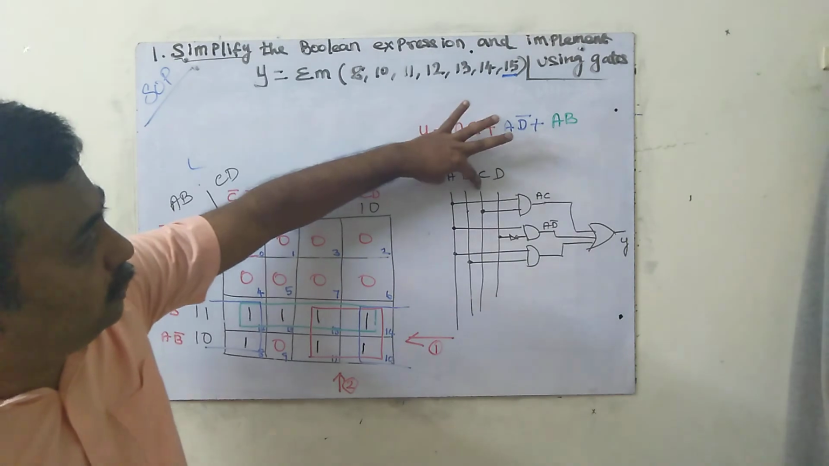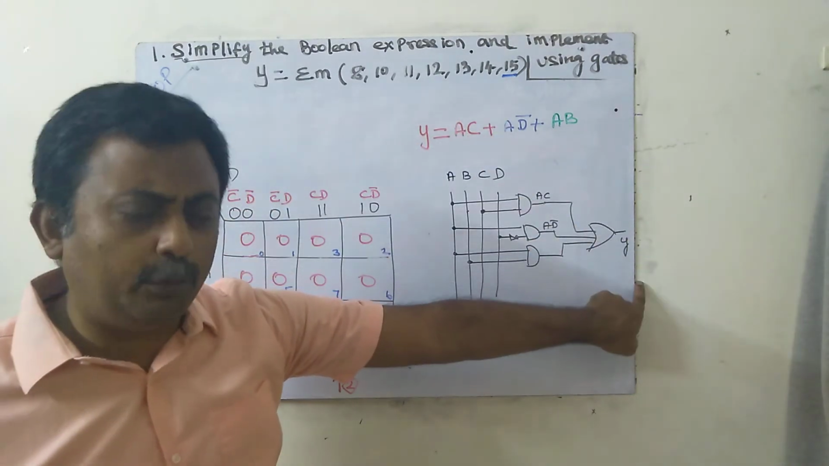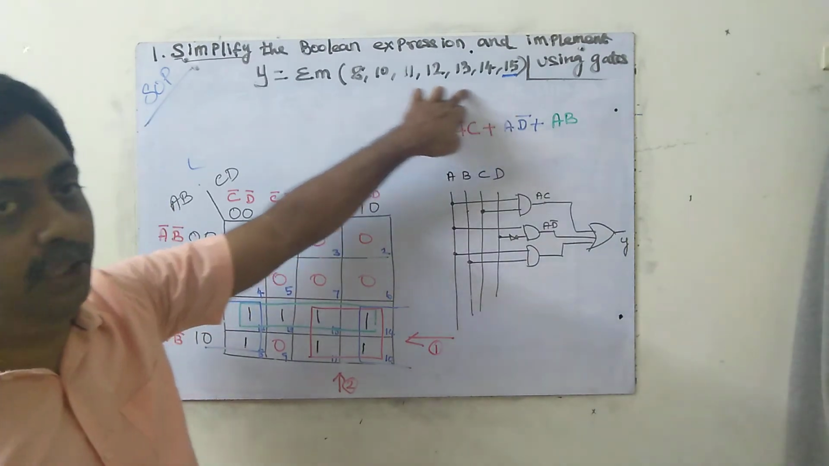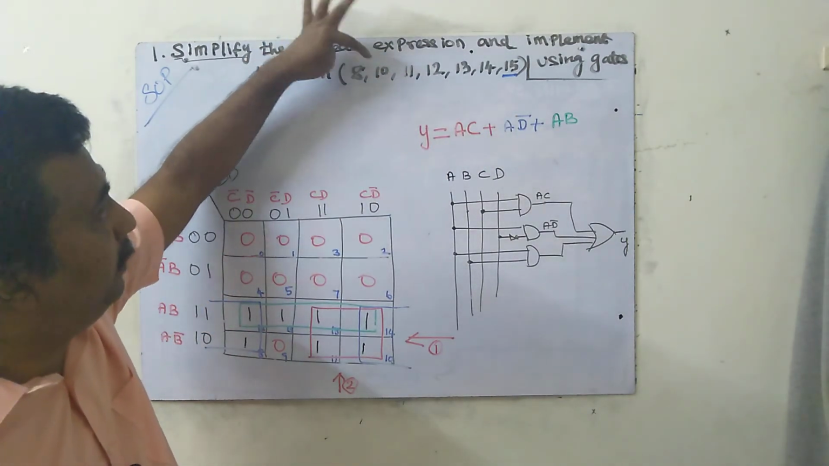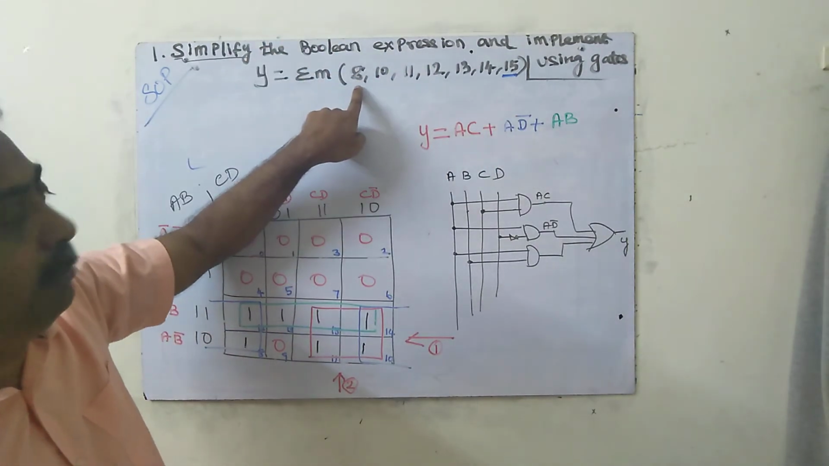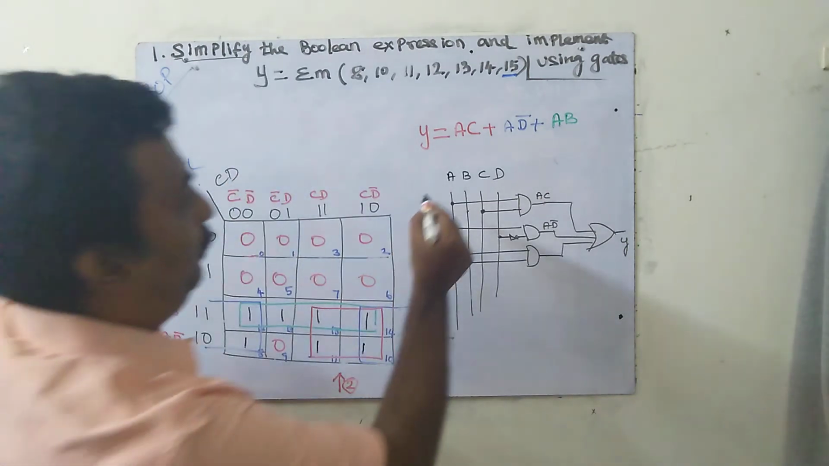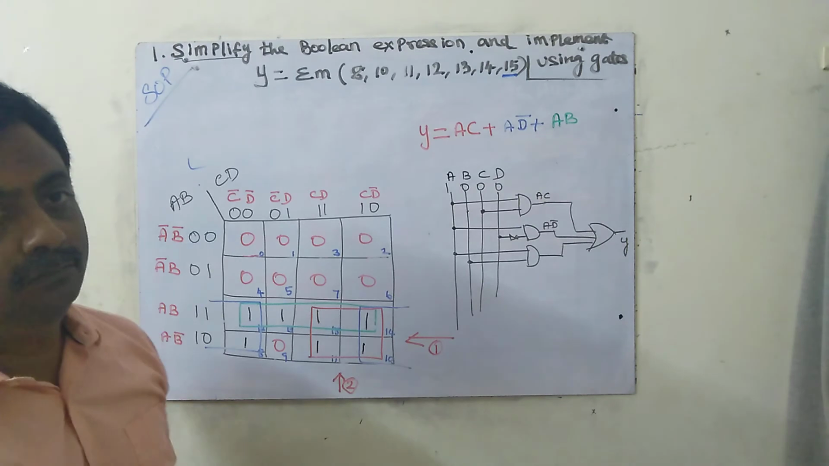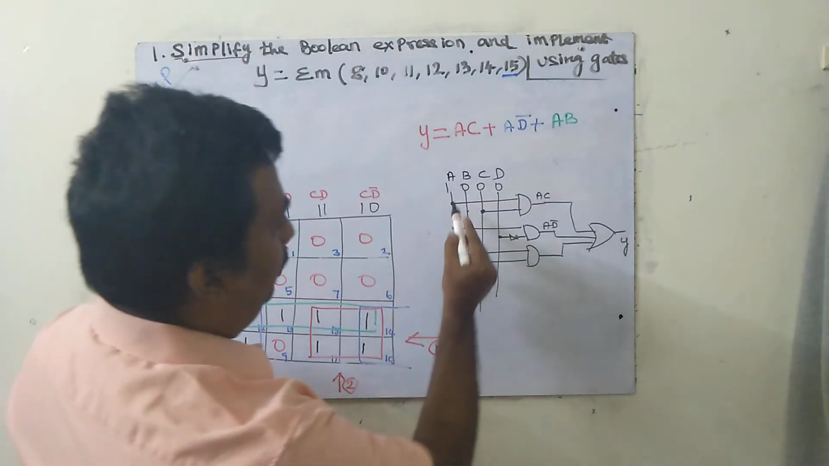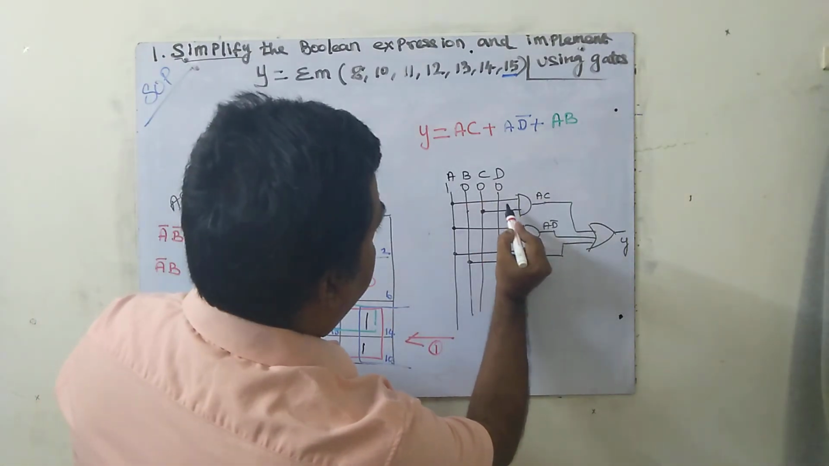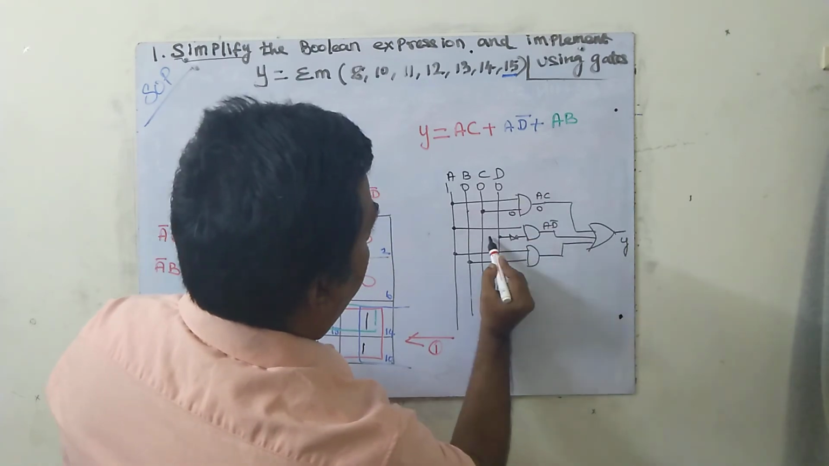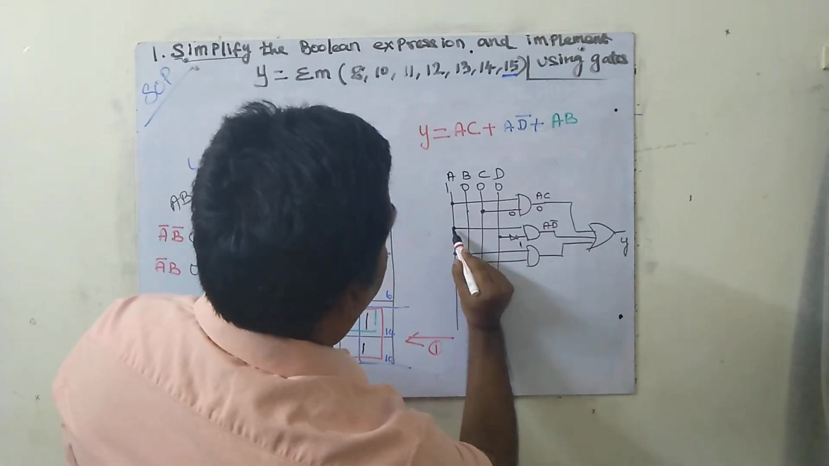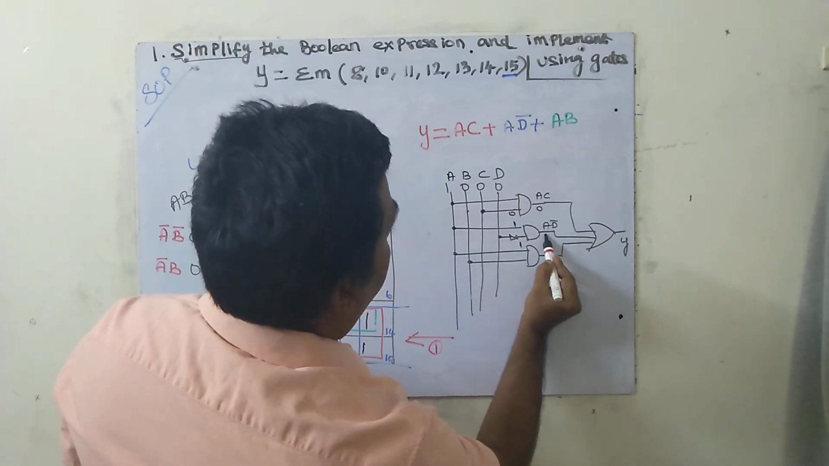If I give 0 0 0 0, what is the output I will get? I get 0. If I give 0 0 0 1, I will get 0. Only for this value, the decimal number, the equivalent binary number. What is the equivalent binary number for 8? 1 0 0 0. If I give 1 0 0 0, definitely I will get 1. We can check it. See, if I get 1 0 0, here 0 means this will become 0. Here D 0, this will become 1. Here this will become 1.